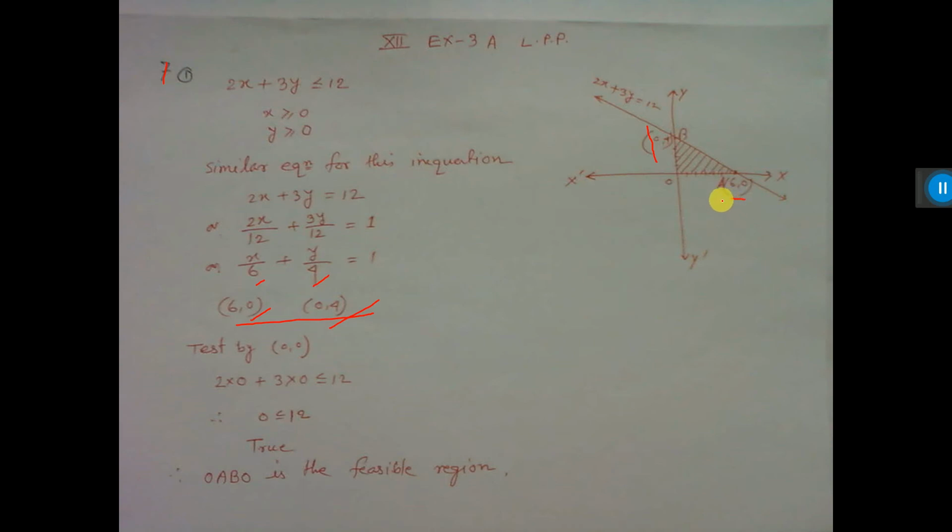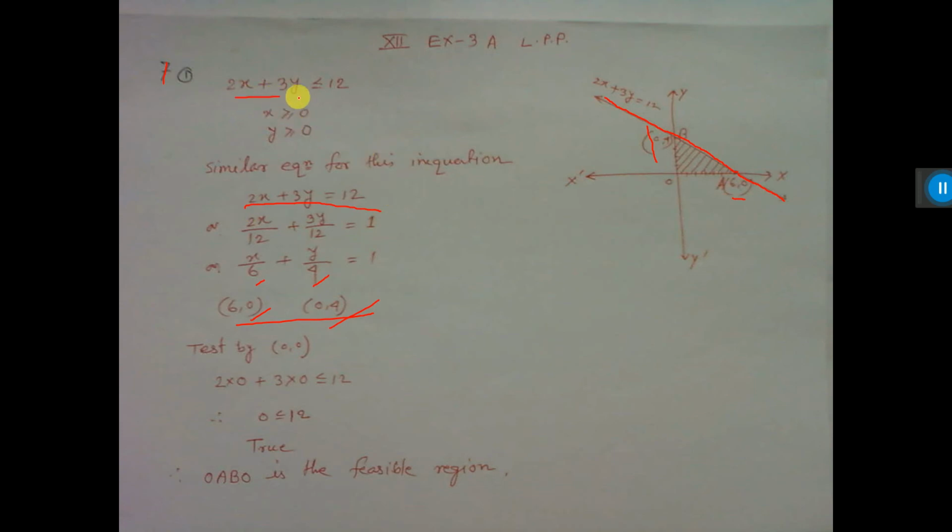So one point is 6 comma 0. I put 1 2 3 4 5 6 comma 0, and 1 2 3 4, 0 comma 4. Now these two points you join and produce both ways. This is the graph of the line 2x plus 3y equal to 12.